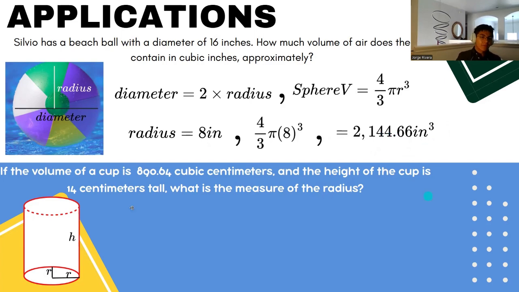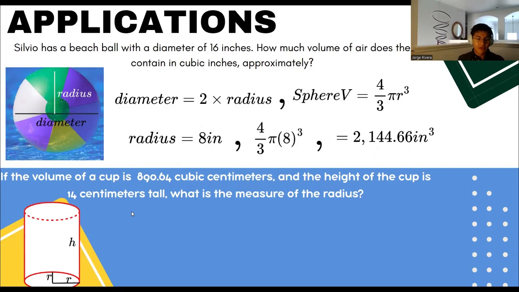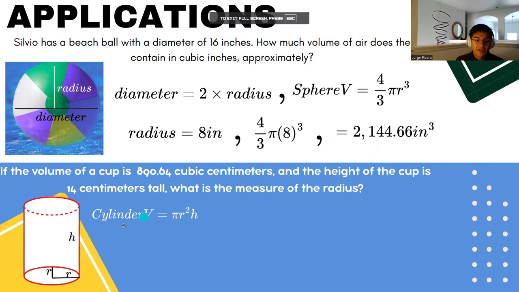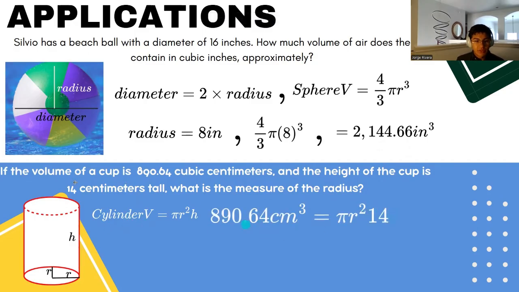If the volume of a cup is 890.64 cubic centimeters and the height of the cup is 14 centimeters tall, what is the measure of the radius? We can have here the equation for the volume of the cylinder. Since we know that the volume of a cup, assuming it's a perfect cylinder, is this amount, we can just set these amounts equal to each other.